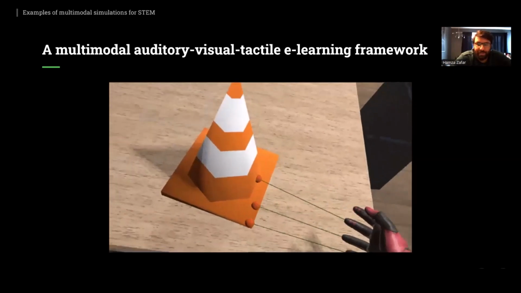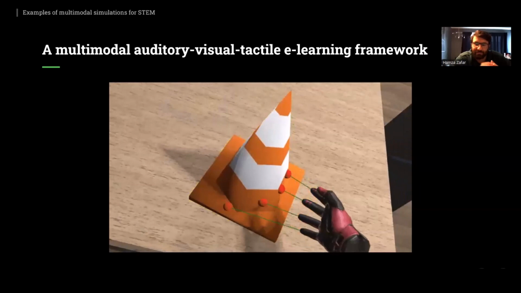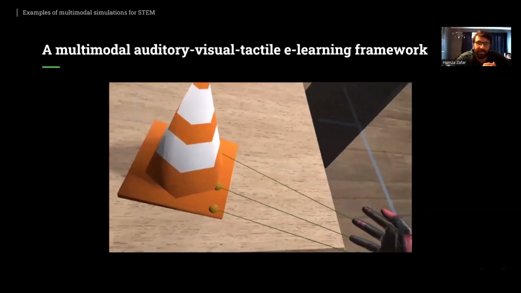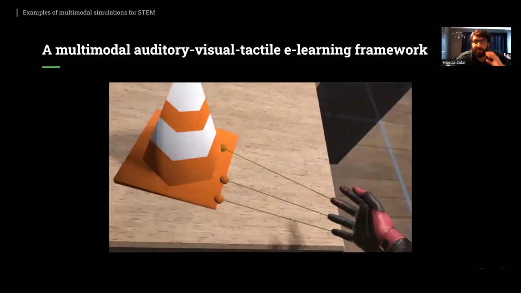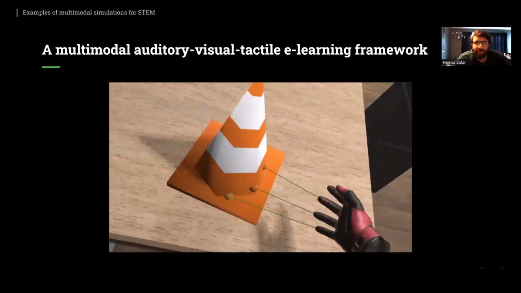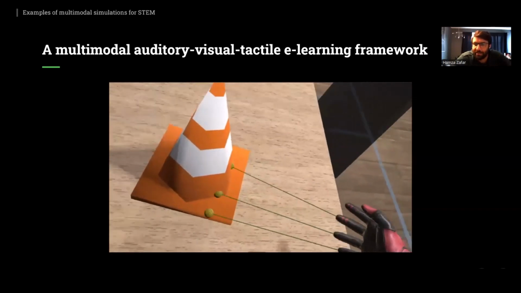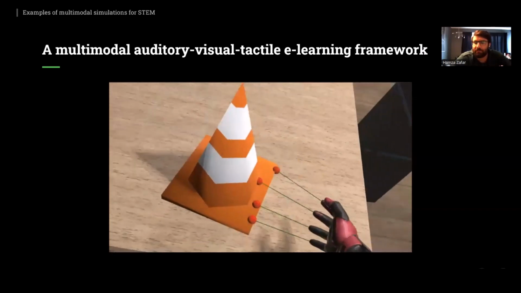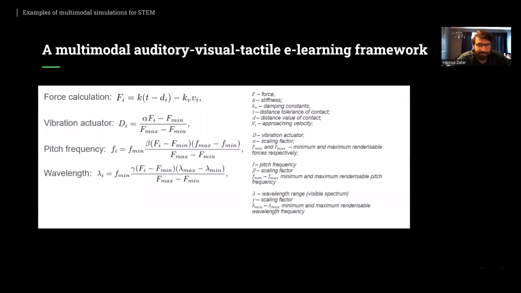Regarding auditory feedback, the rendering is obtained by generating a sound feedback with a pitch that is proportional to the force to be rendered, normalized between a specific frequency range. And regarding the visual feedback, visual rendering is achieved for the collision points by generating a color feedback with a wavelength that is proportional to the force to be rendered, normalized between a specific wavelength range.